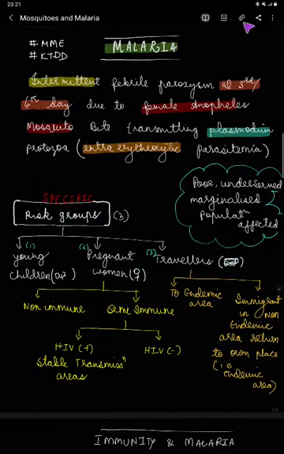Now we'll be discussing a very important topic in community medicine, and that is malaria. This topic is under the chapter communicable diseases.